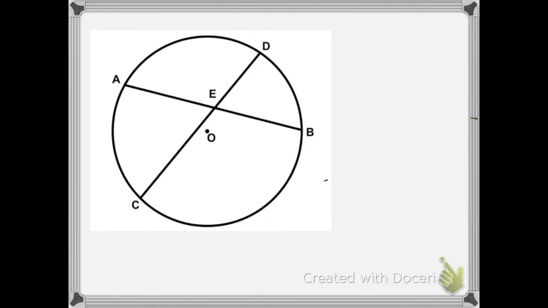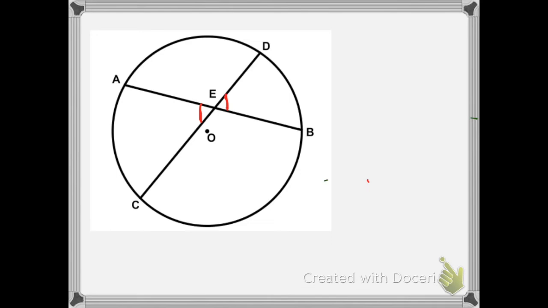But wait, there's more. Okay, well, what about the angles here? Notice that we have very special kind of angles. I don't know if you've noticed yet, but we have vertical angles. Yay! Remember, vertical angles are congruent, okay? So this angle here is congruent to that other angle. Notice that the center of the circle here is O. E is not the center of the circle. Please do not confuse that.